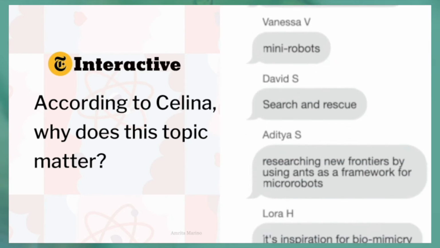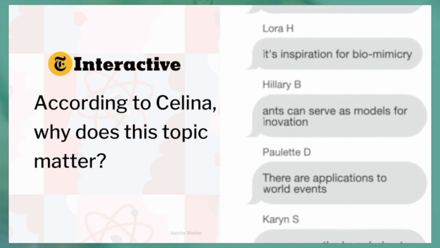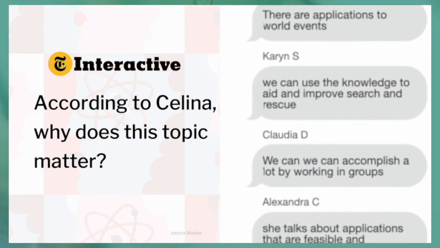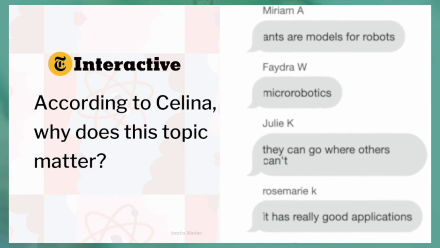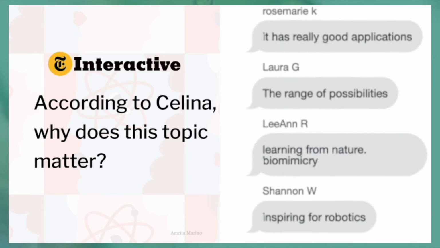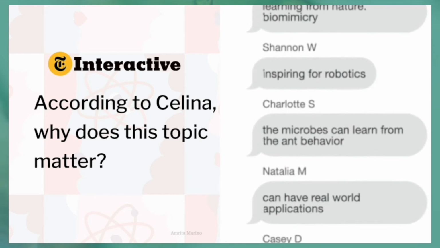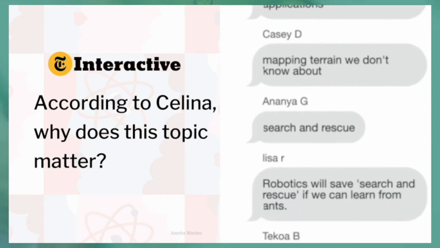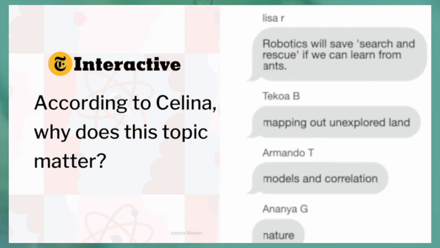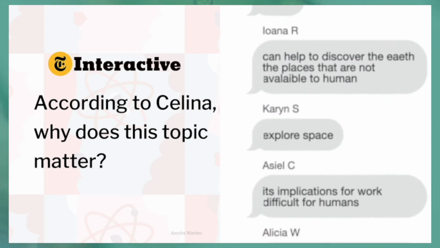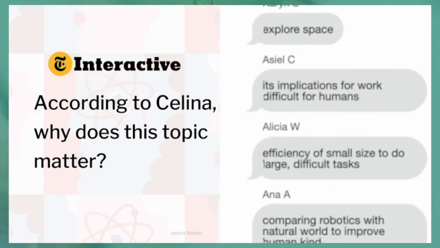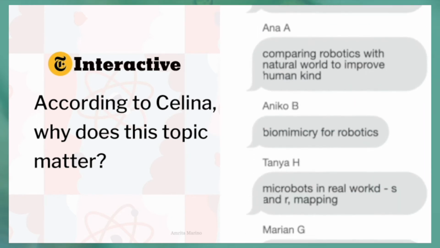What do you see? I think she explains in this paragraph why we should care about ants and their anatomy. People are pointing out they're inspiration for microrobots. And what do these microrobots do for us? People are pointing out search and rescue missions. They can lead to advances in technology. They can help map terrain that we've never explored before. There's possibilities for use in our own lives, Tanya points out. And that's really what brings it home, I think. So let's move on to our next topic.